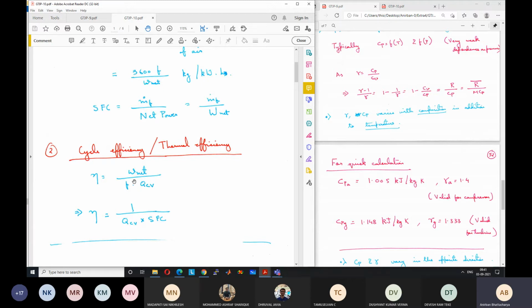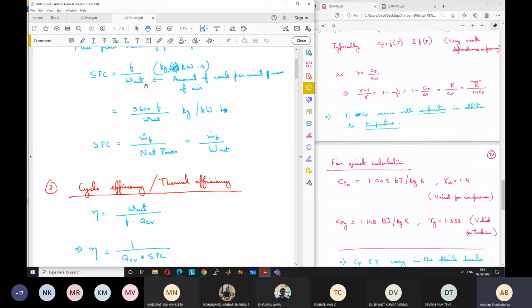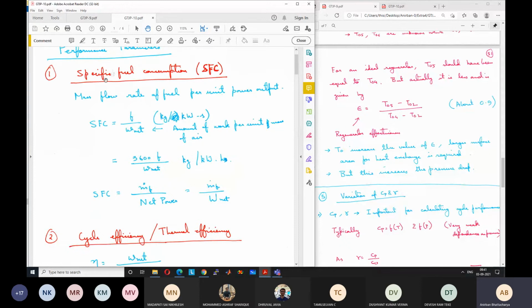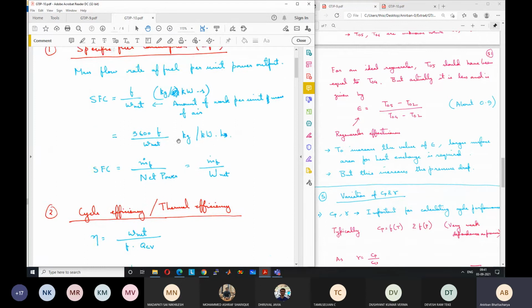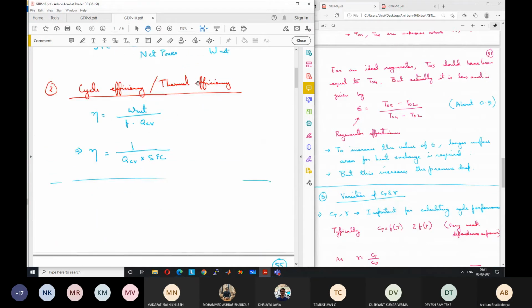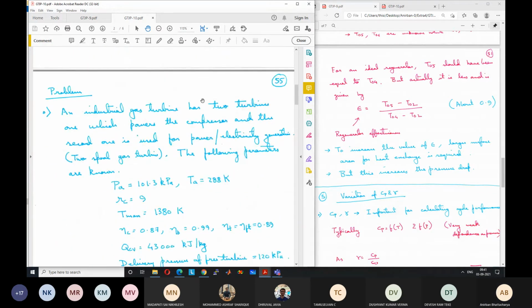So eta is equal to w net by F into QCV, and from this equation we can see that F by w net is equal to SFC. So w net by F is equal to 1 by SFC. So eta is equal to 1 by QCV into SFC. So these are all related. Obviously, it will be related, right? Because specific fuel consumption is related to efficiency. More efficiency means less fuel consumption. More fuel consumption means less efficiency. So they are related. Questions?